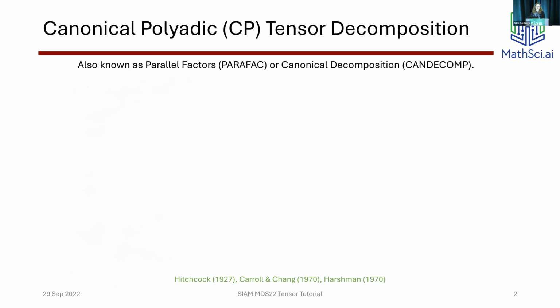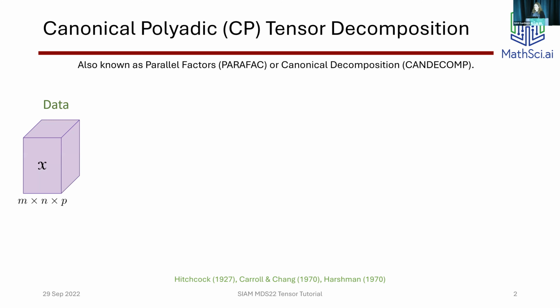The CP tensor decomposition is, as I mentioned before, also known as parallel factors or canonical decomposition. It dates back to Hitchcock in 1927. Among other things, Hitchcock was the thesis advisor for Claude Shannon. It was reinvented many times, but twice in 1970, by Carolyn Chang at Bell Labs and by Richard Harshman, I think it was at UCLA at the time.